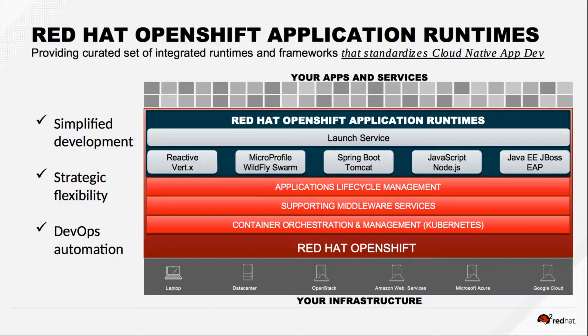If you look at the components or runtimes of RHOAR, you'll find the following in here. Reactive Vert.X, which is the topic we're going to talk about today. And you also have WildFly Swarm, which is a composable JEE app server, which means that you can bring in components that you only need. For example, if you don't need JMS in your particular application, you don't have to bring in the JMS component. This means that you can compose your own app server to have the minimal footprint.